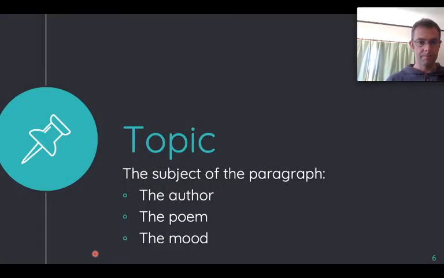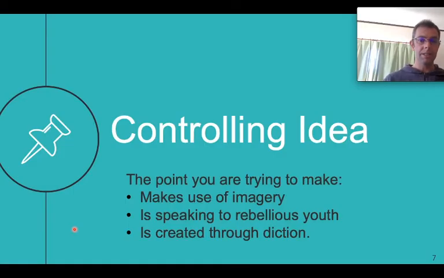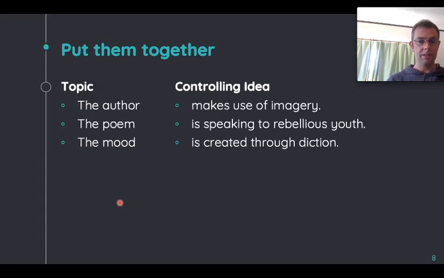All right, moving on. So the topic, let's look at that first. The topic is the subject of the paragraph. The paragraph has to be about this topic. And just some examples here could be the author, the poem, or the mood. The next part is the controlling idea, and this is the point you're trying to make. And here are some examples of points you could make. And let's put them together. So topic, the author, controlling idea, makes use of imagery. The poem is speaking to rebellious youth. The mood is created through diction.